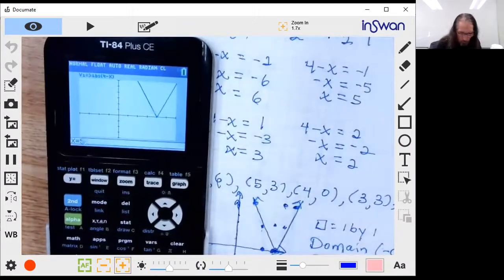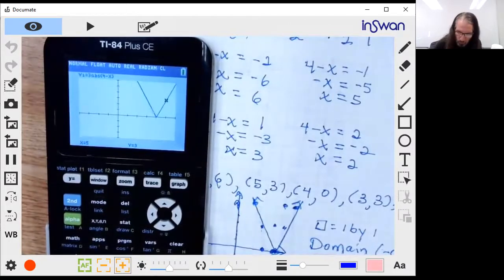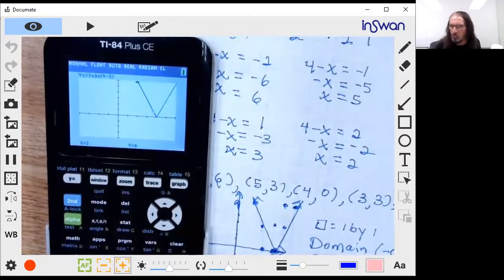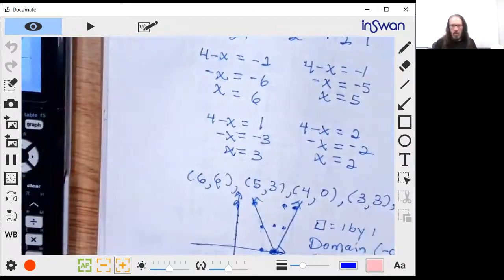Put in the 5, we should get 3. We do. Put in the 4, we should get 0. We do. Put in 3, we should get 3. And it is. And then put in the 2, we should get y is equal to 6. So I predicted correctly. Now, what was going on inside?